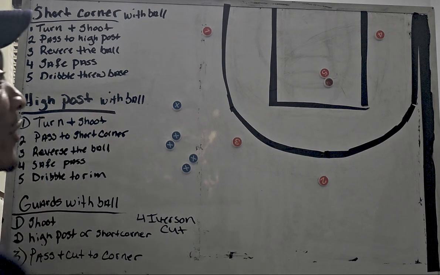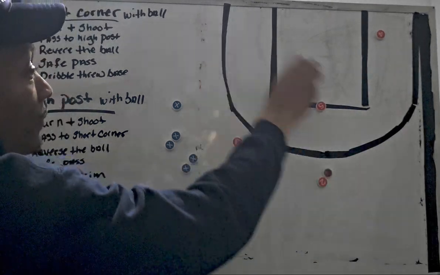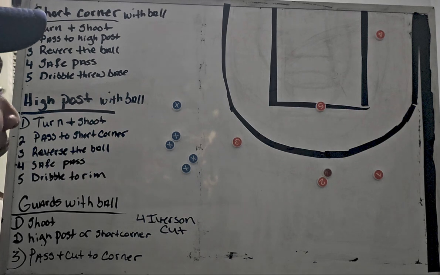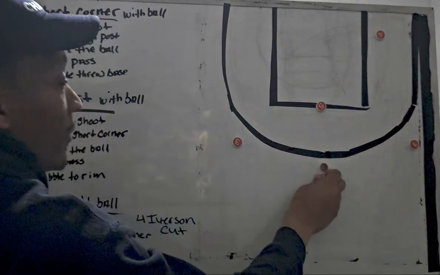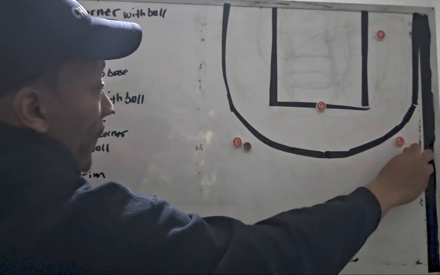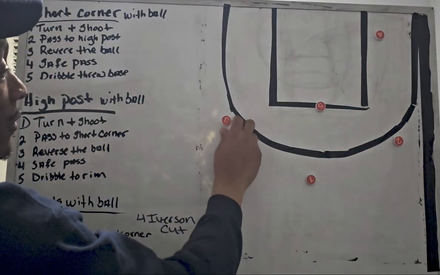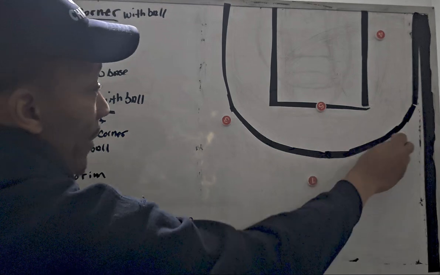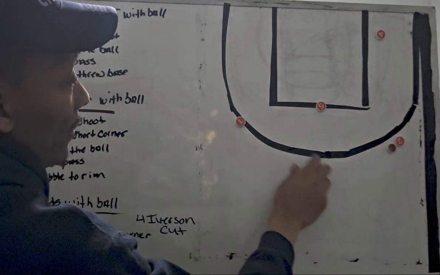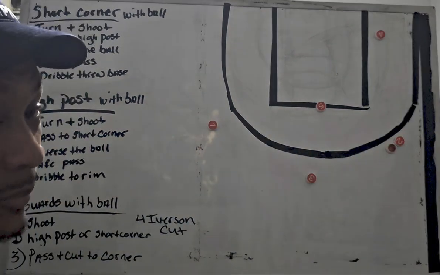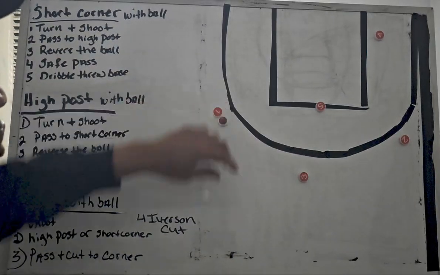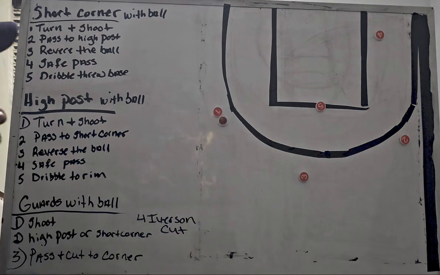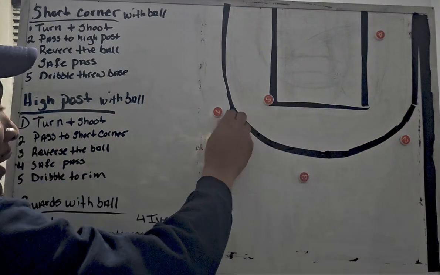When it comes to guards on the wing, remember our first option, we always can pass and fill. Pass here, fill opposite. We pass here, fill opposite. So that's always an option. But the majority of the time when we swing the ball, we are looking to score. So if we swing the ball to the wing, we're looking to score first. If not, we're looking to get the ball to the high post.